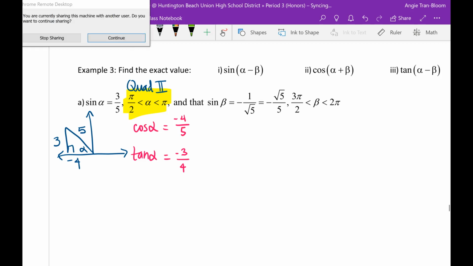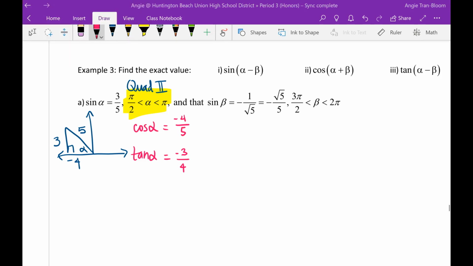It gave you sine of beta is negative 1 over rad 5. And if you really want to, you can use the rational ones, negative rad 5 over 5. It gave you a restriction for beta. What quadrant is that in? Quadrant 4. You're right. So let's go and draw that triangle in quad 4.